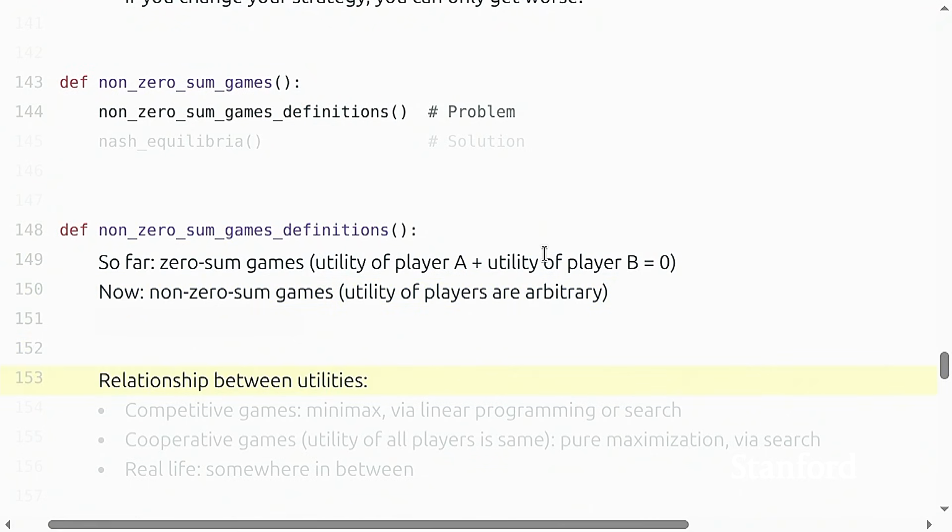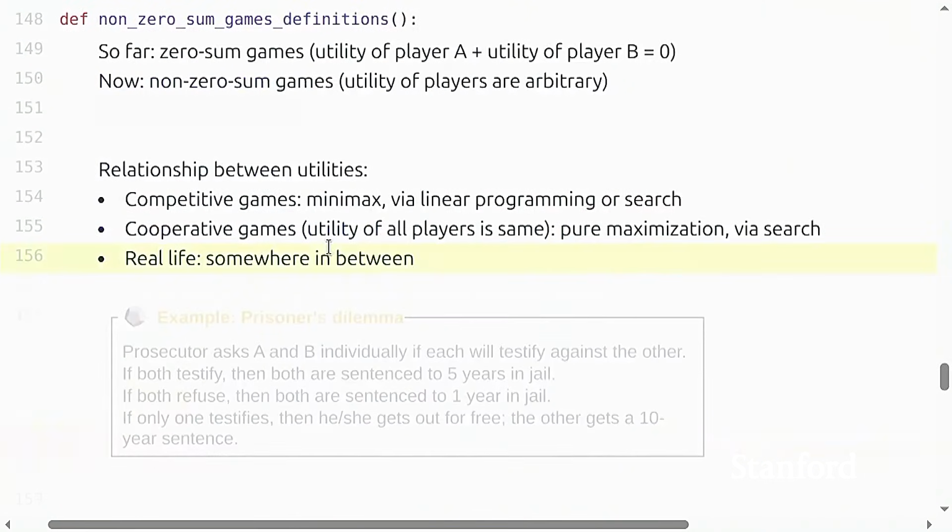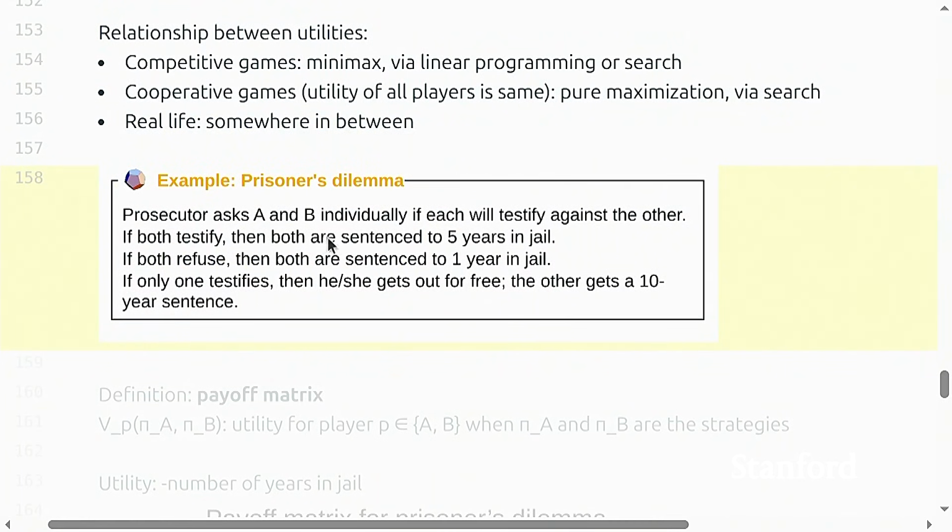So there are many possible settings you could be in. If you're playing competitive games, that's zero-sum. If you win, I lose. If I win, you lose. Okay? There are cooperative games where the utility of all the players are the same. There's nothing really to be said there because it's just pure maximization. It's just search because everything is a max. And real life is somewhere in between. So here is an example. How many of you know about prisoner's dilemma? Okay, so this is more popular. So the idea here is that you have 2 players.